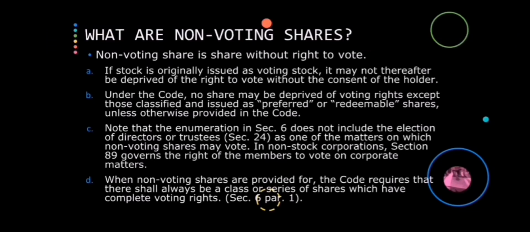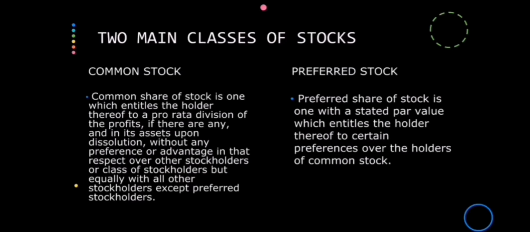When non-voting shares are provided for, the code requires that there shall always be a class or series of shares which have complete voting rights. So there are two main classes of stocks, common stock and preferred stock.